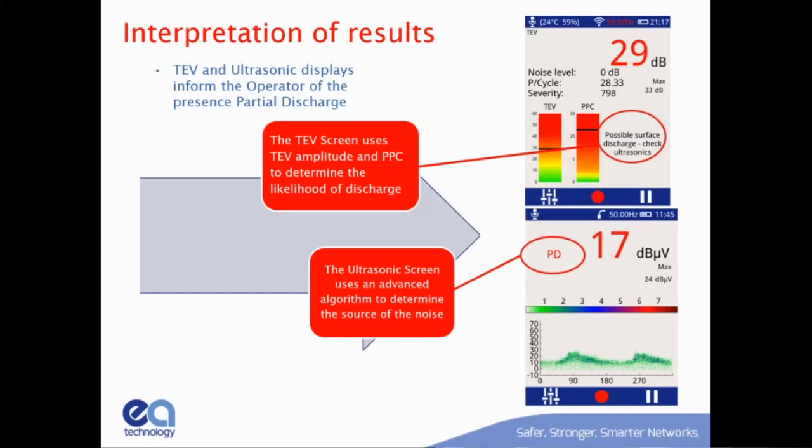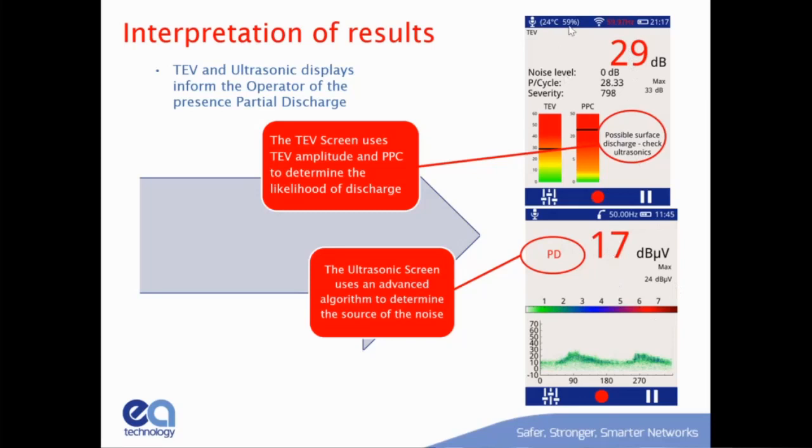The system is going to give you indications of what's going on beyond just numbers and graphs and so forth to try and make it easier for you. Here we've got a TEV screen. I've got a nice big number, 29 dB. That's pretty high. But my pulse per cycle count is 28, well above the 5 or 6 that you might see with internal discharge. So it's going to tell you that it's probably surface discharge and that you need to check ultrasonics, because ultrasonic is the best test for surface discharge. So it's going to help guide you along. If it was internal, it would say possible internal or possible high-level internal. The numbers change colors from red to green to give you a better indication. A lot of little tricks to tell you what's going on.